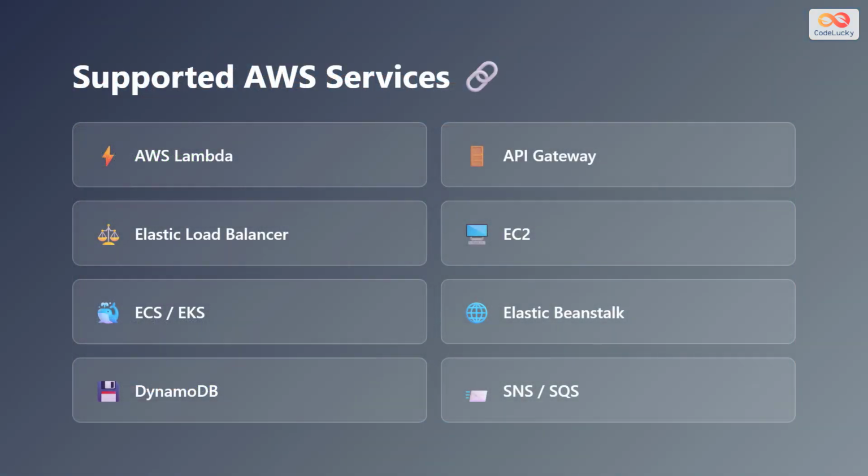X-Ray integrates seamlessly with many AWS services. It works with AWS Lambda for serverless functions, API Gateway for REST and HTTP APIs, and Elastic Load Balancer for tracking requests through your load balancers. It supports EC2 instances running your applications, ECS and EKS for containerized workloads, and Elastic Beanstalk for platform-as-a-service deployments. X-Ray also integrates with DynamoDB to track database operations, and SNS and SQS to trace messages flowing through your queuing systems. This wide integration makes it easy to get comprehensive visibility across your entire AWS architecture.